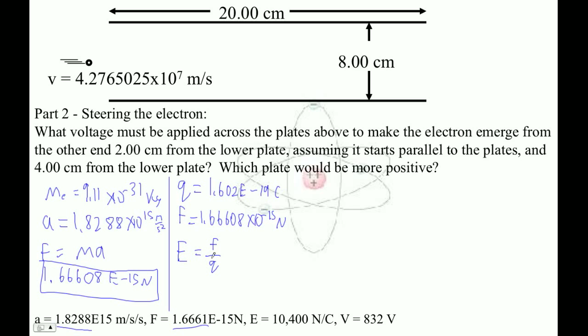And when I solve that for E, I get a solid 10,400. And that's newtons per coulomb, or it could more intriguingly be volts per meter, right? Okay, so there's that answer, right?